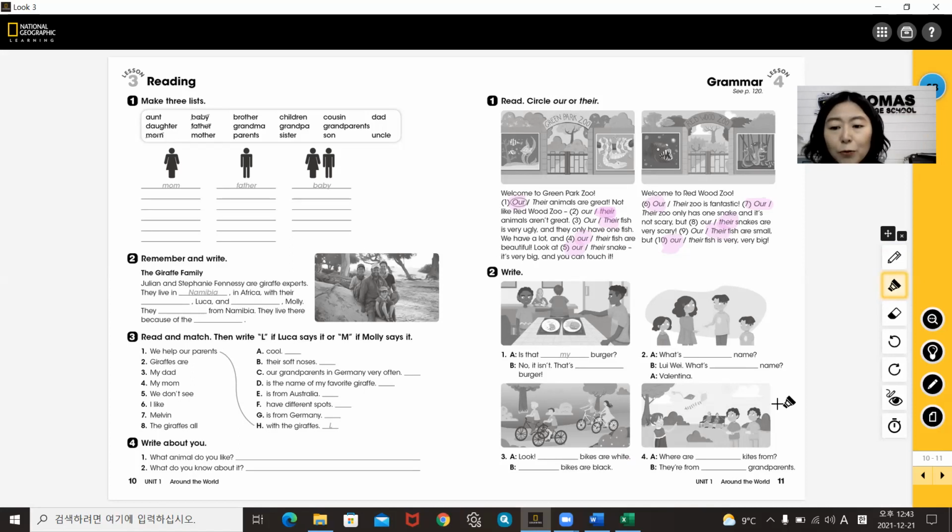Then how about number four? Then where are blah, blah, blah guys from? Okay, then this is a conversation between two people. They are very close with each other. So you can use your or our. Got it? Okay, then where are your kites from? Because the girl said like this. They're from, then the boys can talk about their kites. So they're from our grandparents, because they explained about their kites. Got it? So when they speak to the other person, the very close one, then they can say our kites. Got it? Okay.